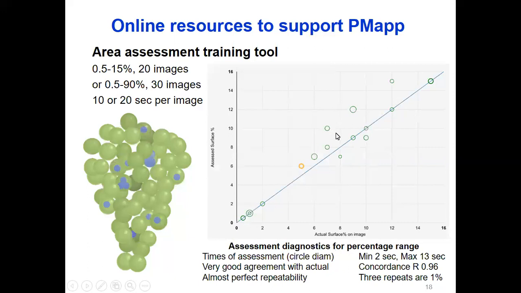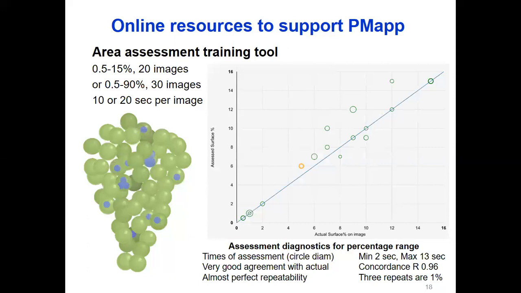The concordance value is 0.96, and that's on a scale of 0 to 1, where 1 is perfect. This user also had almost perfect reproducibility, and that's the orange spot on the screen there. This is determined by 3 images showing the same disease severity, and the user each time thought that the 5% image actually had 6% disease severity. So the user was consistent, if slightly overestimating the area shaded on that particular bunch.